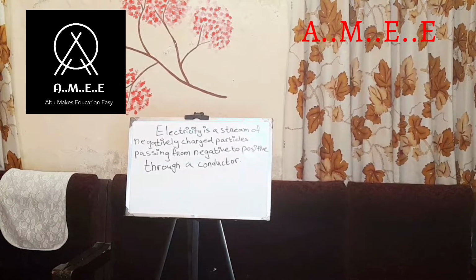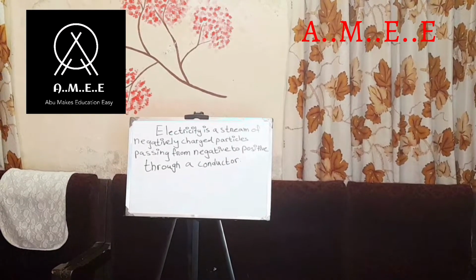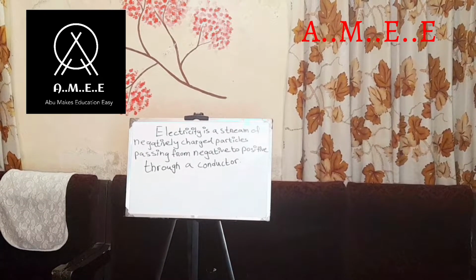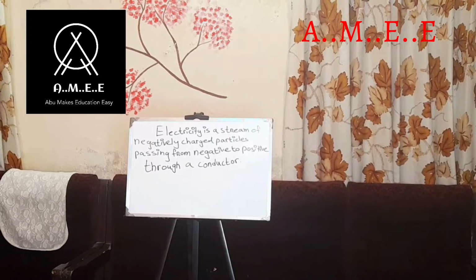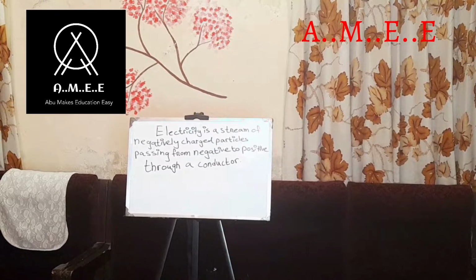So now the definition is that electricity is a stream of negatively charged particles passing from negative to positive through a conductor. I have missed another word, which is electrons. No worries, if you write electrons, that is also correct. You can directly write that electricity is a stream of negatively charged particles passing from negative to positive through a conductor. This is also correct.